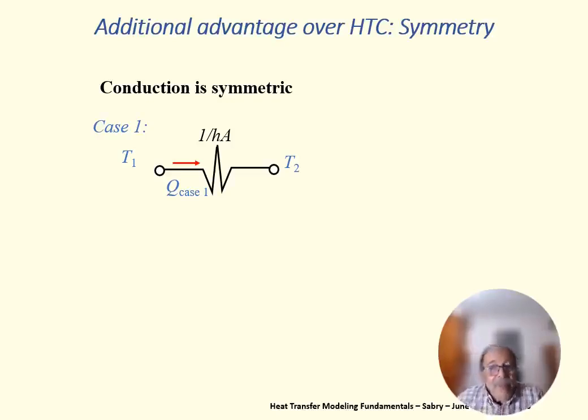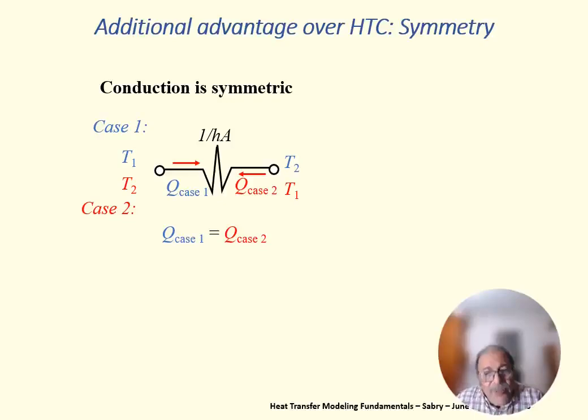What do I mean by symmetric? Suppose I have a resistance, temperature T1 on the left, T2 on the right. This will give me a certain heat flux between the two. I will call it Q of case 1. Now suppose I interchange temperatures. I put case 2, temperature T2 on the left and T1 on the right. This will give me a heat flux that is exactly the same, maybe different in direction, but exactly the same as an absolute value. This is the symmetry I am speaking of. But in convection, this is not the case.